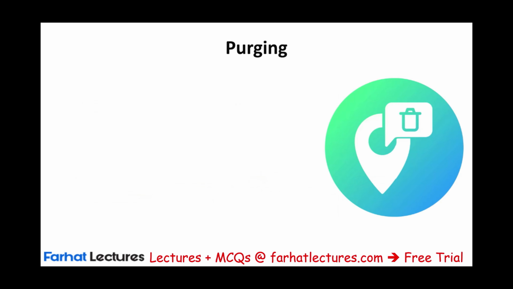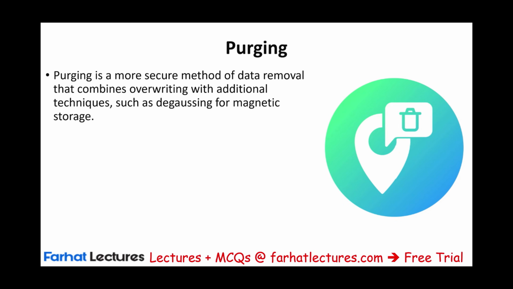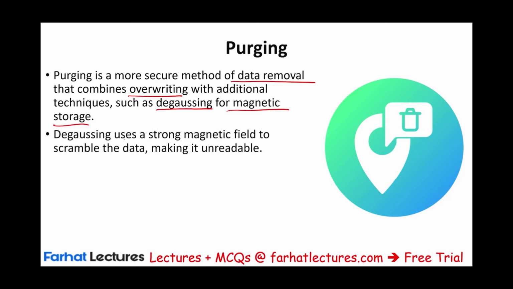And we have purging. Purging is a more secure method of data removal that combines overwriting with additional techniques such as degaussing for magnetic storage. Degaussing basically uses a strong magnetic field to scramble the data, making it unreadable. It's using a strong machine to basically make the data unreadable.